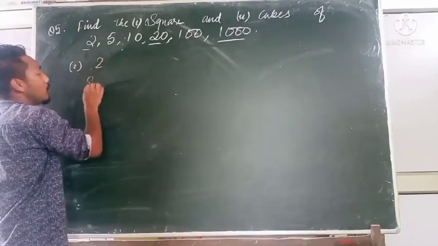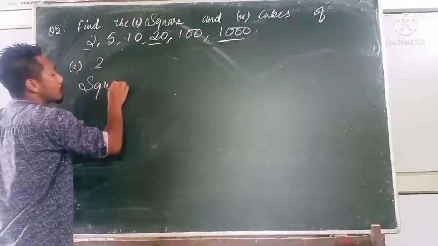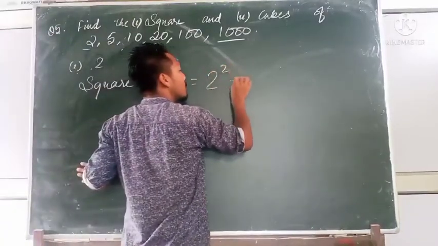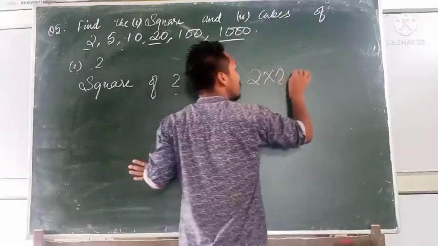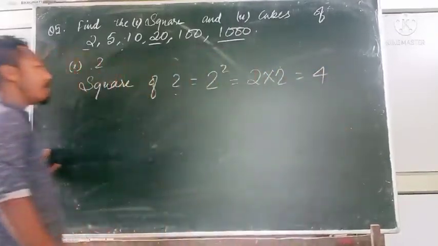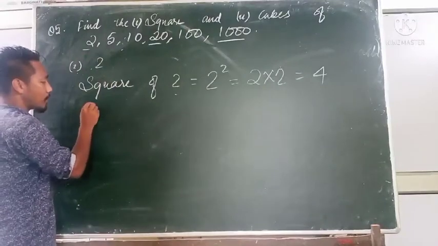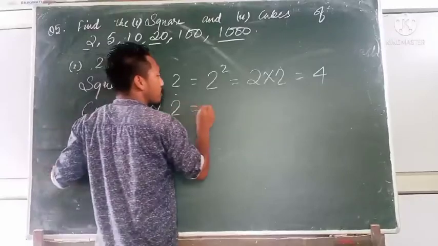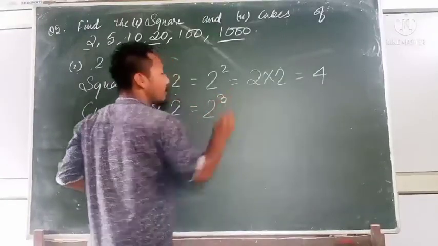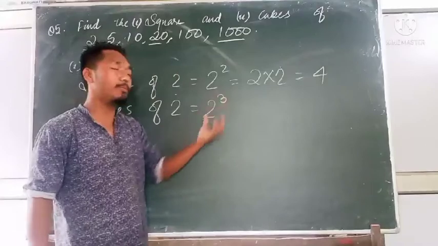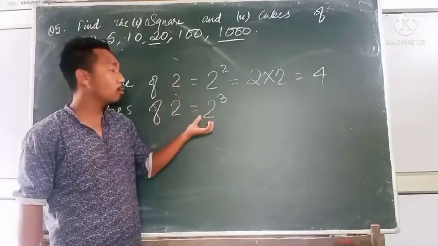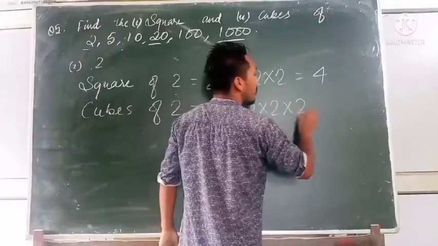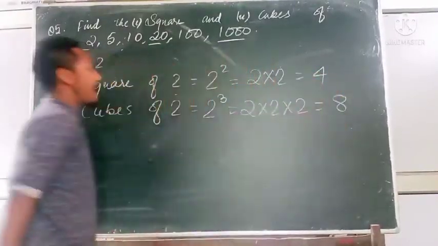If I say square of 2, that means it will be 2 square, that means 2 into 2, so the answer will be 4. Similarly, cube of 2 means a raised to the power cube, 2 to the power 3, or 2 cube. That means 2 you have to multiply 3 times, and that becomes 8.